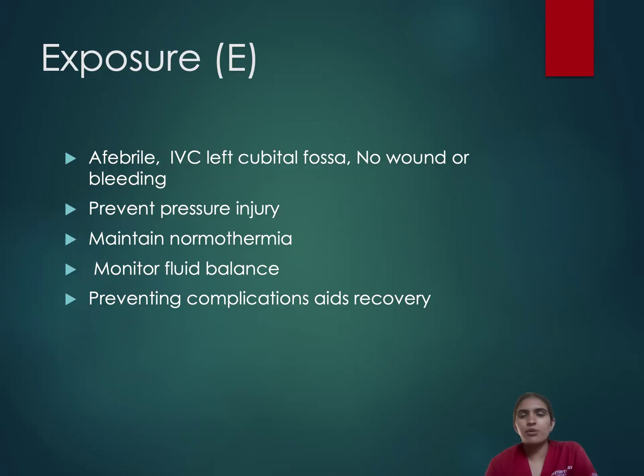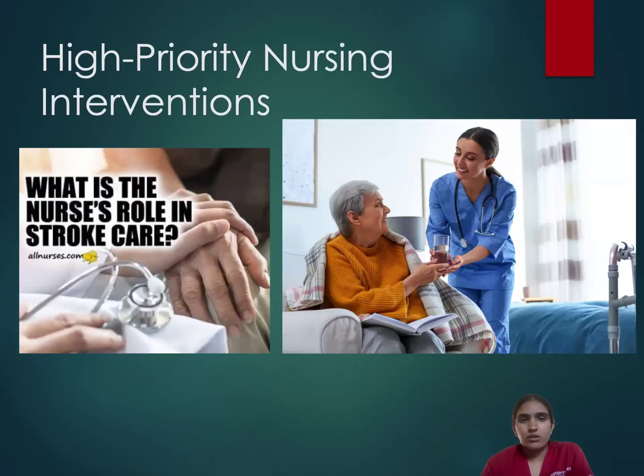Fever raises the metabolic demand of the brain and aggravates neurological performance. Hence, temperature control, skin integrity, as well as infection prevention are essential features of exposure assessment. Now let's go to the neurological observation and early warning score. These are the high priority nursing interventions.